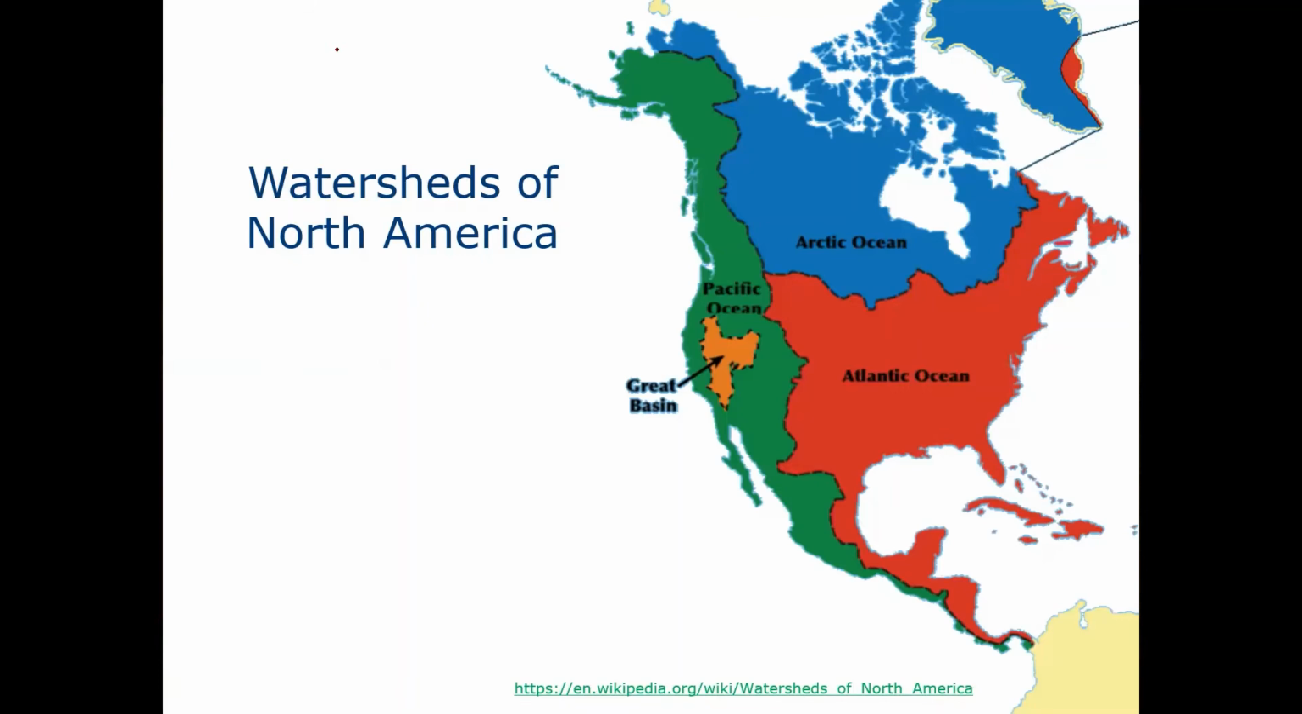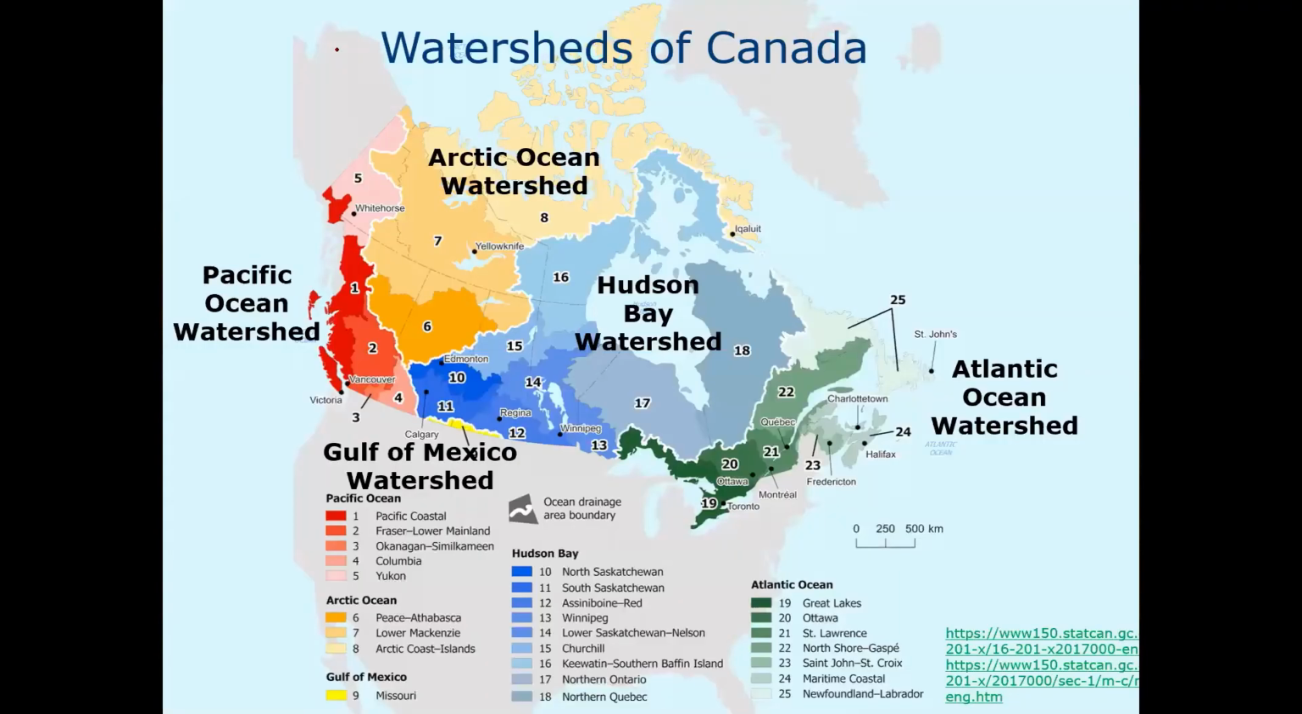Sometimes people will classify the Hudson's Bay watershed as a separate unit, but much of the water on the west goes to the Pacific Ocean. In Central Canada, much of the water is going to the Arctic Ocean, and then of course eastern and southern Canada, the Atlantic Ocean. If you zoom in on Canada, we break these down and talk about different sub-watersheds within those, and I'll zoom in on Alberta in a moment.